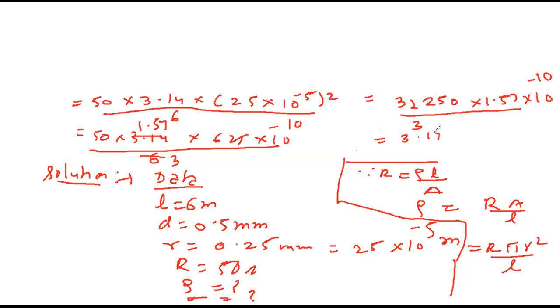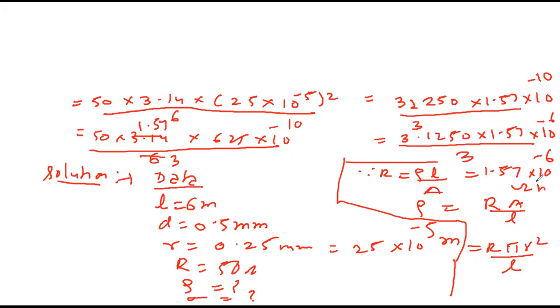So 3.125 into 1.57 into 10 raised to minus 6. That means, can I say approximately 1.57? This is 3 ones are 3, so rho is about 3 into 10 raised to minus 6 ohm meter. Right, this many ohm meter.